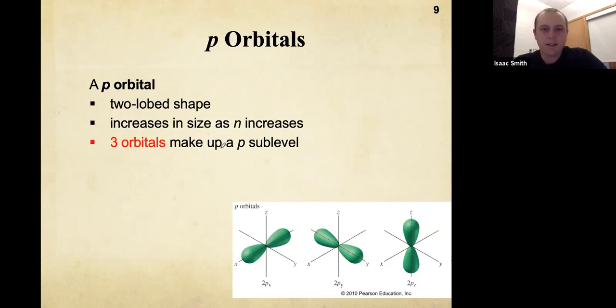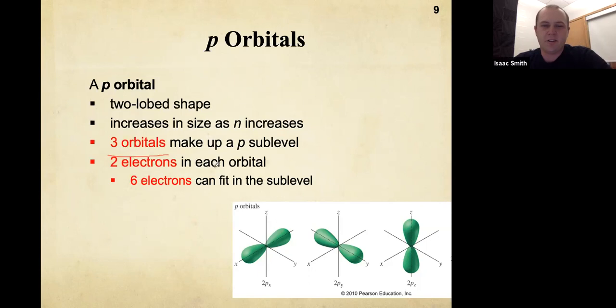And then the p sublevel holds 3 orbitals. So that's different from the s sublevel, right? The s sublevel only holds 1 orbital. The p sublevel holds 3 orbitals. And again, there's 2 electrons, oh sorry, 2 electrons in each orbital. And so you can fit a total of 6 electrons in the p sublevel, okay?